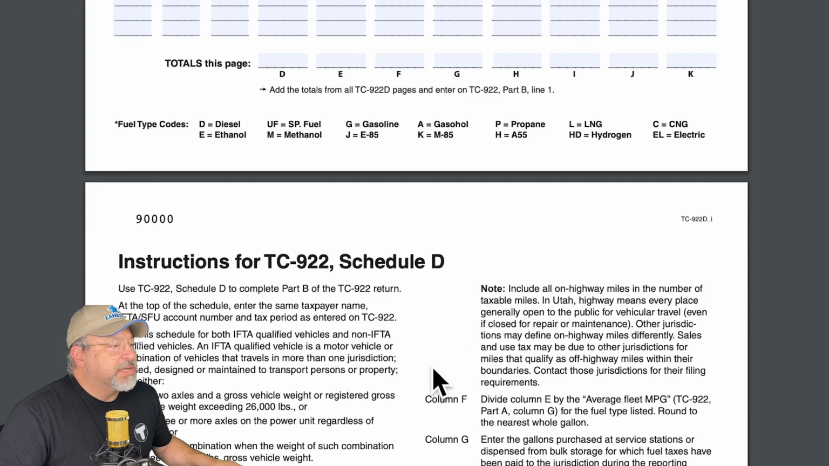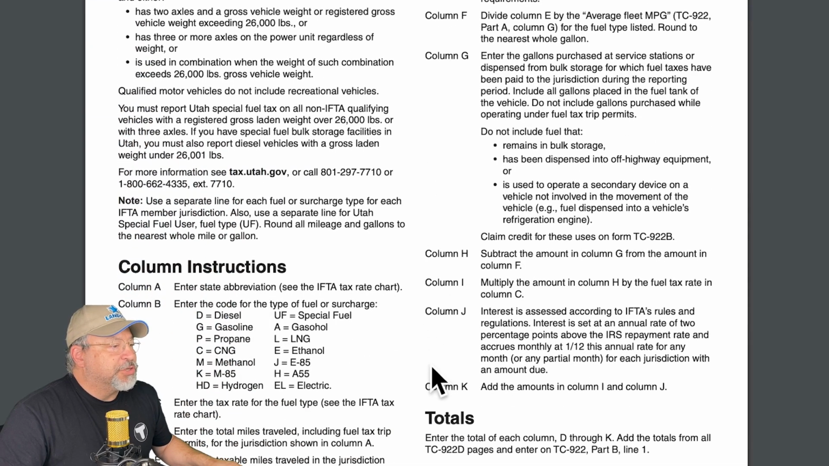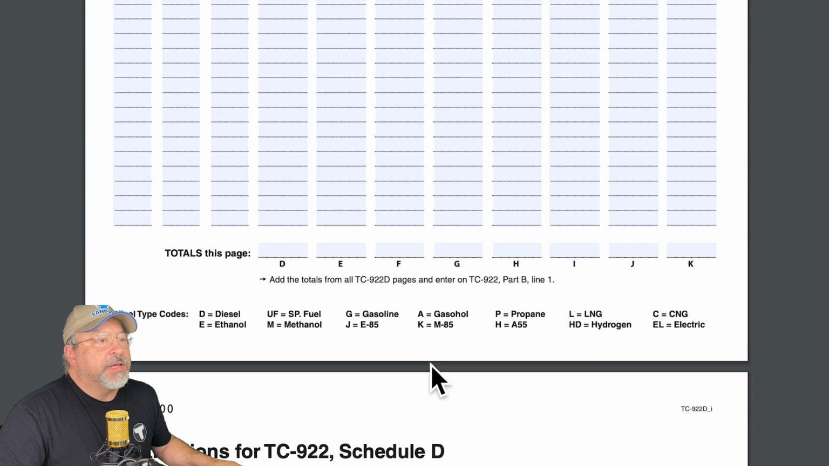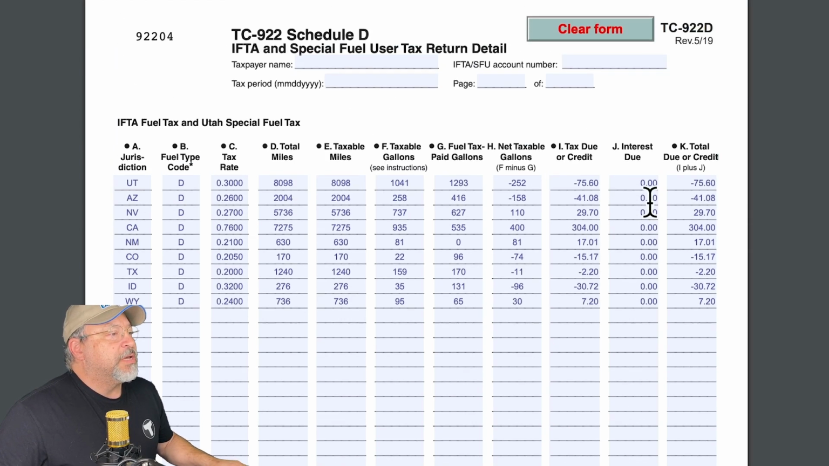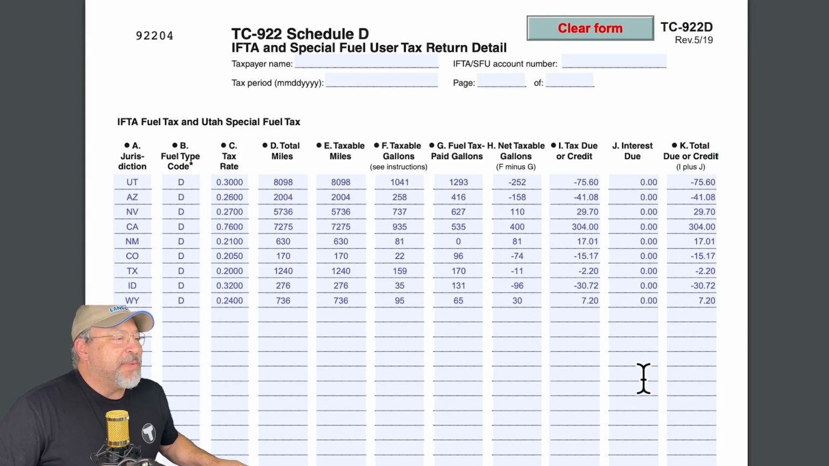And then, of course, for the Schedule D, they're going to give you instructions on how to complete it. Now, through the magic of editing, we're going to do Schedule D first, and lo and behold, the magic of editing has brought this form to life and saved you a lot of time in falling asleep on me. All right, so up here you would put your name and then your IFTA account number, your tax period, and your page of pages. This for me would be page 1 of 1.